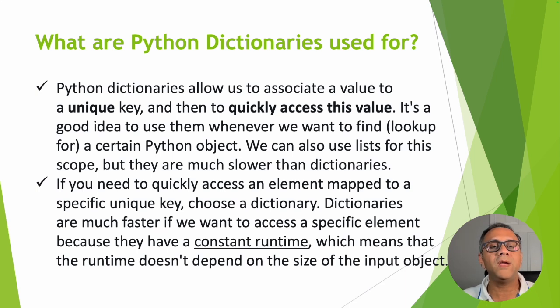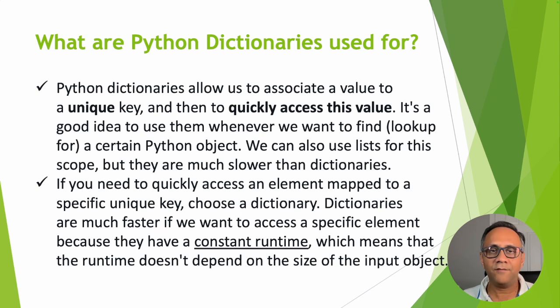So if you need to quickly access an element mapped to a specific unique key, then choose a dictionary, because a dictionary is much faster when you want to access a specific element, as it has a constant runtime. Now you say, what is constant runtime? Let's say you have 100 key and value pairs. Over time it increases to 1 million. Now, if you want to access a particular value using the key from this dictionary, it will take exactly the same time as it was taking when it was 100 key-value pairs. So you see, it's a constant runtime. That's why dictionaries are so efficient when you want to access values using unique keys.